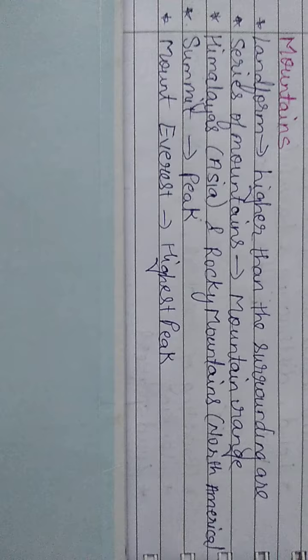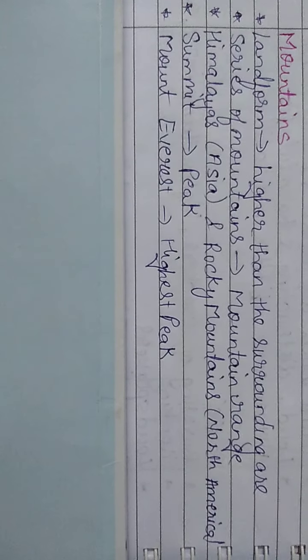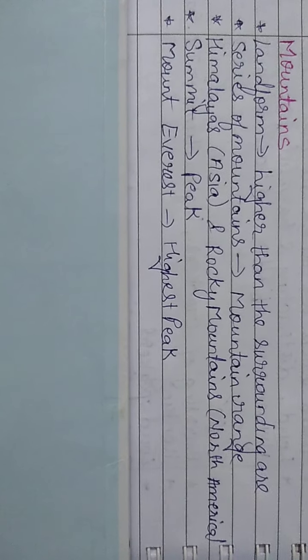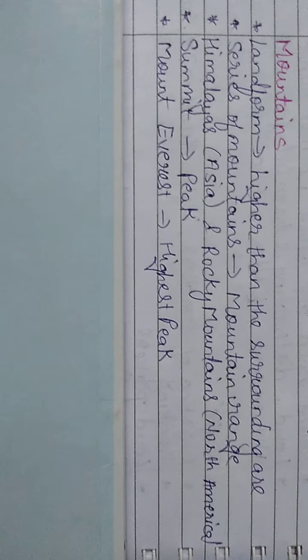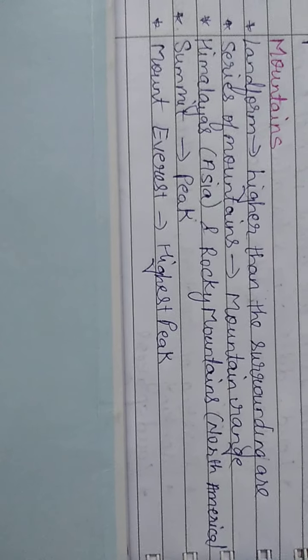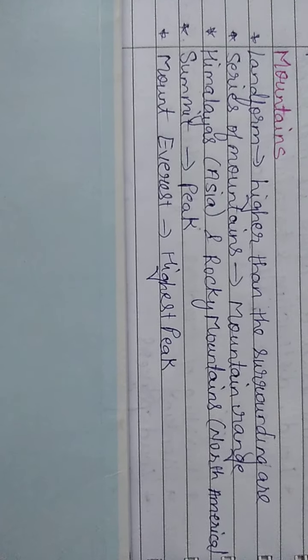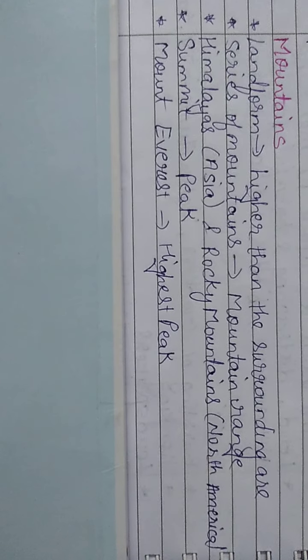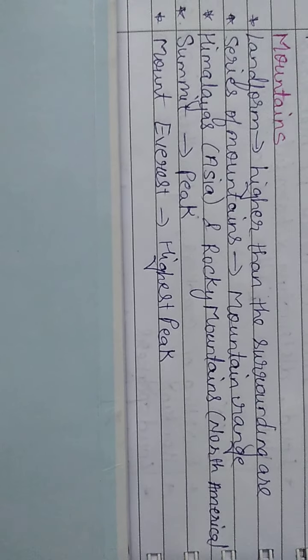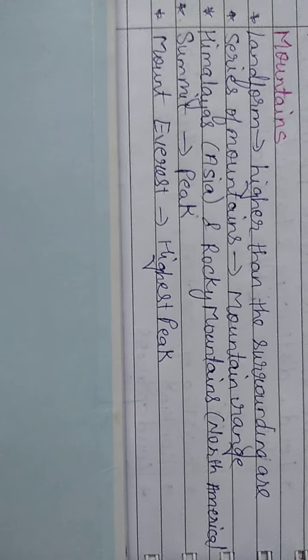Okay, now let us see what mountains are. Mountains, as we all know, are a landform. A mountain is a landform higher than the surrounding area. If you have seen mountains, you have seen that they are higher than the surrounding land, surrounding area. Then there is a series of mountains arranged in a line.